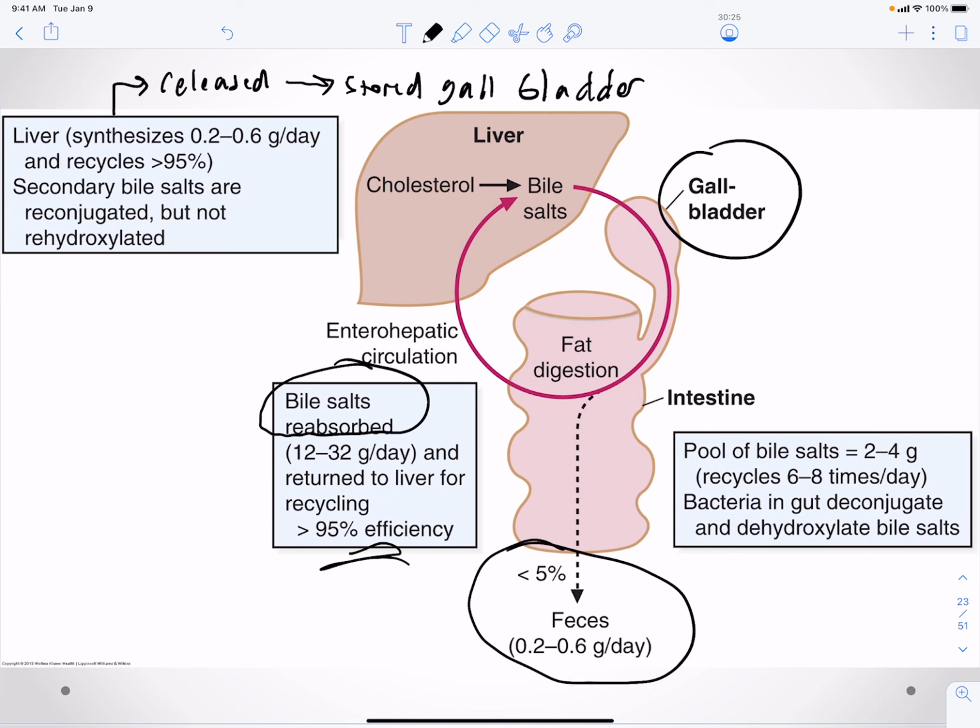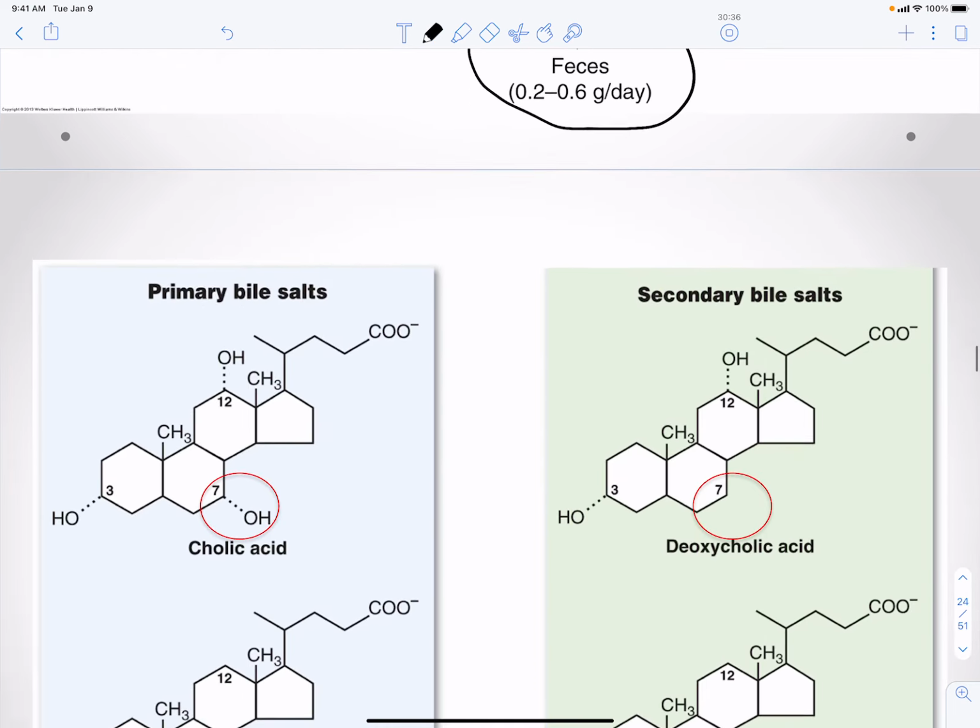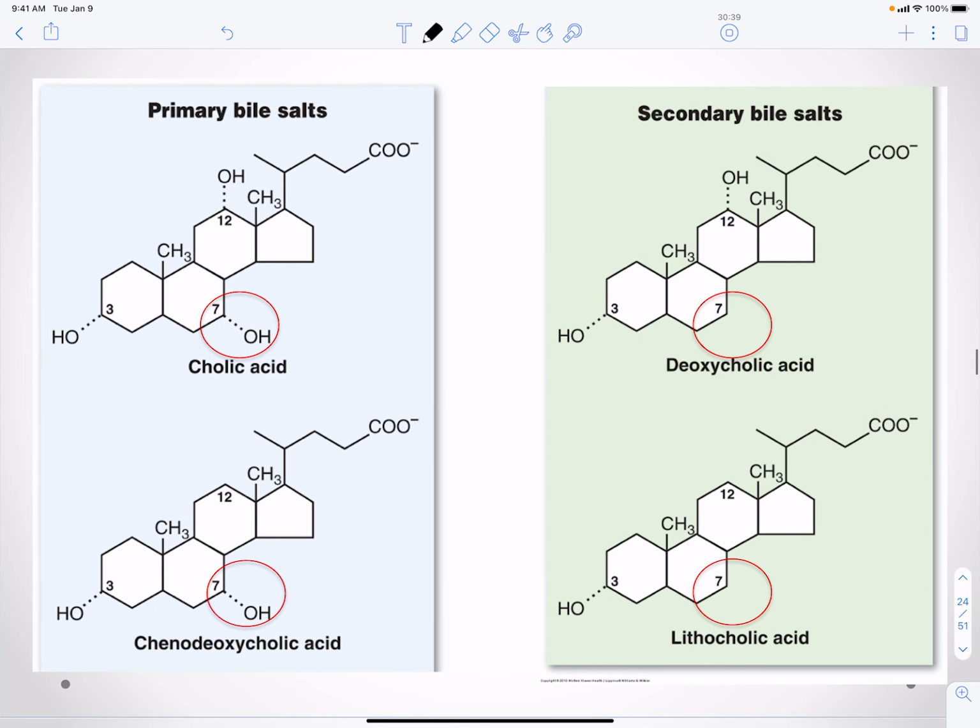So you have a pool of bile salts, and in your gut, your bacteria are able to deconjugate and dehydroxylate bile salts. So you have your primary bile salts, which are cholic acid and chenodeoxycholic acid, and then you have your secondary bile salts, deoxycholic acid and lithocholic acid.